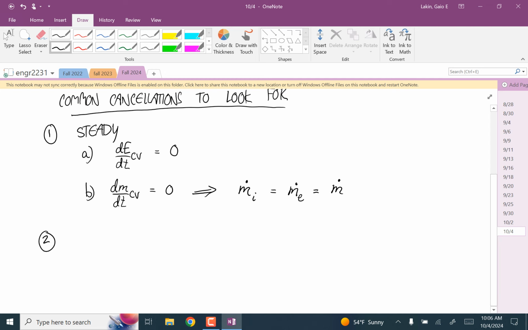Okay, the second one, so what about heat transfer? Often the rate of heat transfer is going to be 0, and that is the case if any of these are true. Any single one of these will make it so you can approximate the heat transfer as 0.